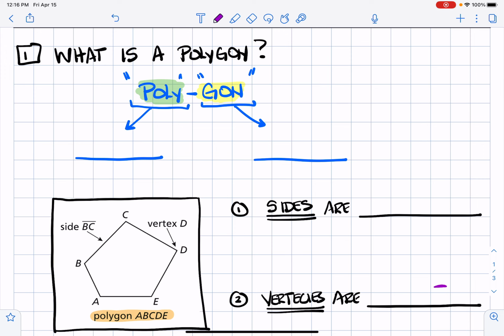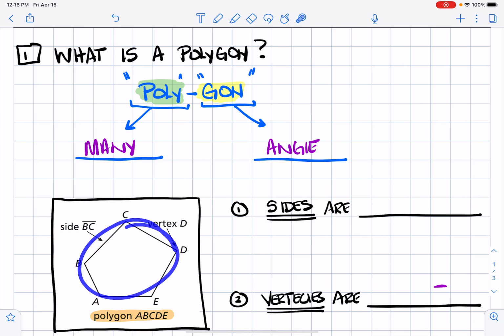The Latin root for poly means many, and the Latin root for gon means angles. So what we're looking at are figures that have many angles. For example, this figure over here is a figure that has many angles. You'll notice that it's made up of sides, right? And then some points over here. So that's what we're going to talk about. That's what a polygon is.